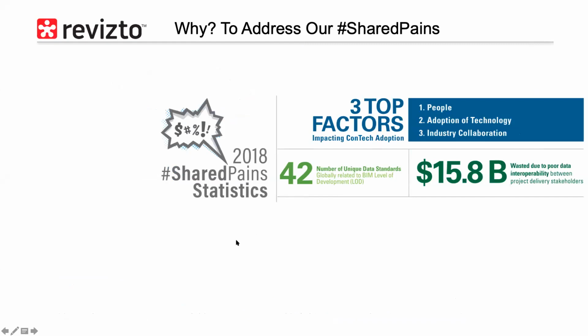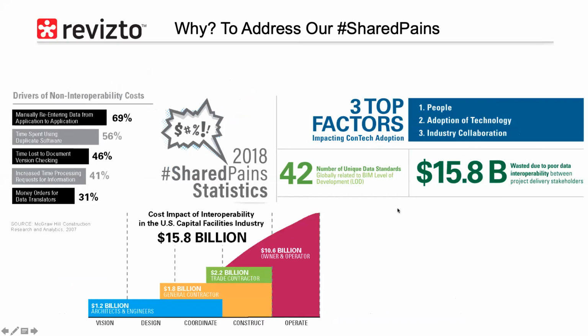So the problem that we're really focusing on, and especially what we're going to be focusing on in this webinar, is this $15.8 billion in waste that's created due to a lack of interoperability. There's a great graphic here of, regardless of which perspective you are across the project delivery supply chain, we're creating a ton of waste in how we pass or don't pass information between one another. Again, the top driver of that non-interoperability is manual re-entering of data from application to application.